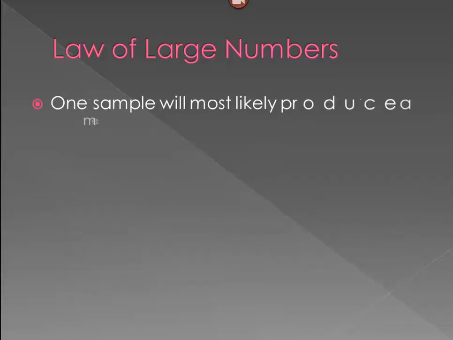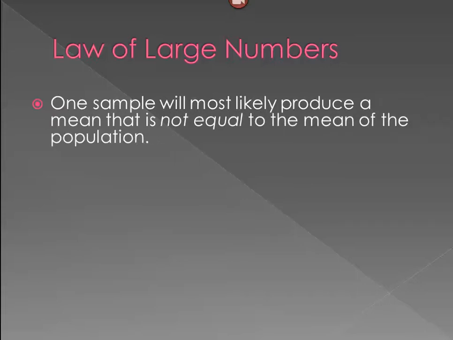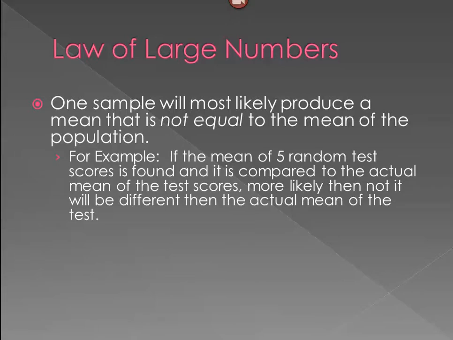So, if we go out into a population and take one sample, let's say we're pulling a mean about a population from a sample, you would probably agree that the mean of that sample is probably not going to be equal to the mean of the population. For example, let's take our last test. If I were to take 5 random test scores from that list of scores, and I found the mean of those 5 scores and compared it to the actual mean of the test scores, most likely it's going to be different, because that only represents the mean of that sample of 5.